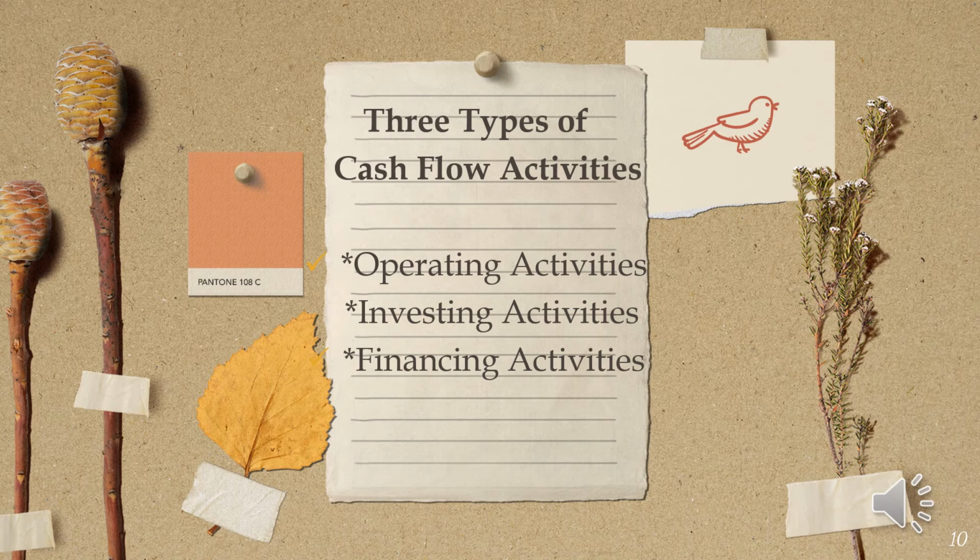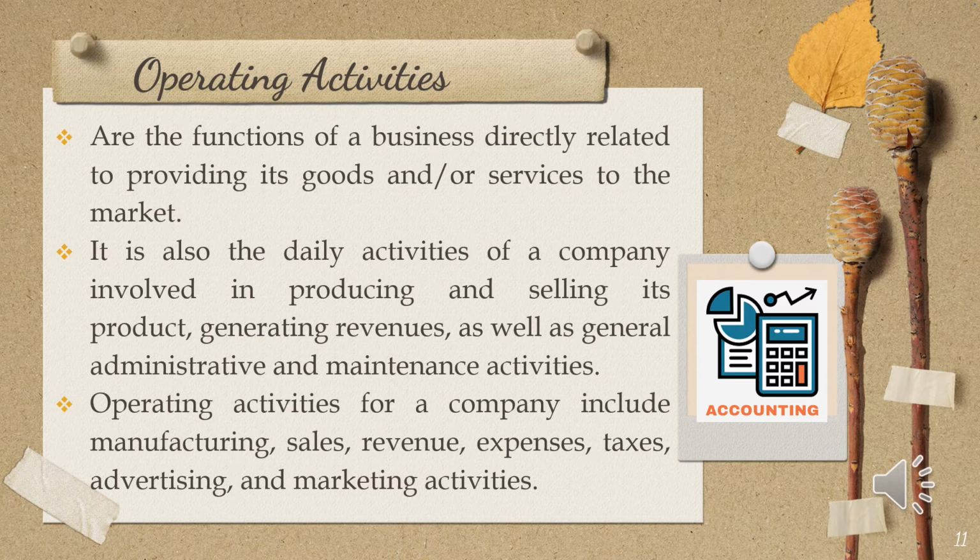As you can see, the consolidated statement of cash flows is organized into three distinct sections: the operating activities, investing activities, and financing activities. Operating activities are the functions of a business directly related to providing its goods and or services to the market. It is also the daily activities of a company involving producing and selling its product, generating revenues, as well as general administrative and maintenance activities.